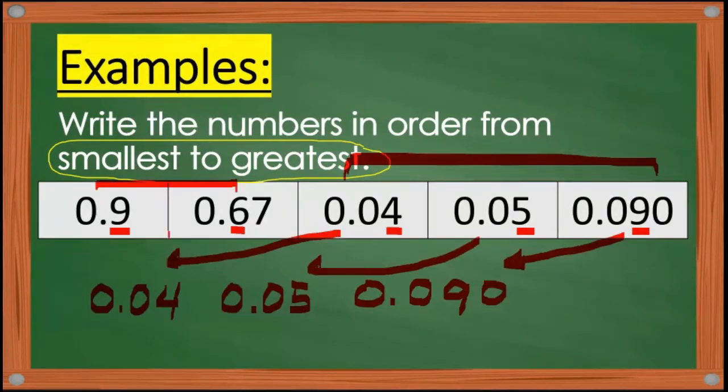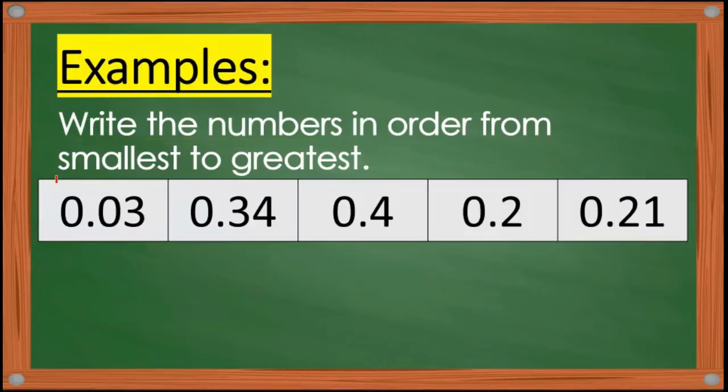May natira pa tayong dalawa. Alin ang mas mababa sa kanila? 0.9 o 0.67? So, the answer is, anong mas mababa? Tingnan nyo yung value ng tenths. The answer is 0.67. And then, last is 0.9. Next example. How about this one?